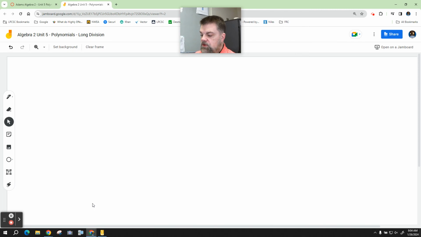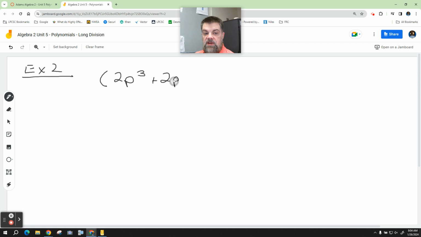All right, so for example number 2, I wanted you to see this. So let's do this. Example number 2, we're going to take 2p cubed plus 2p squared plus 2p divided by 2p.